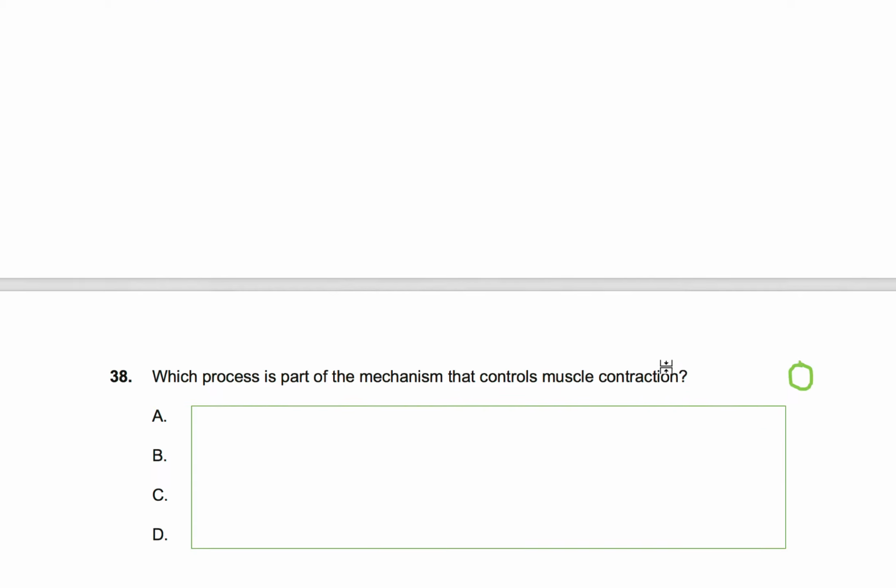Okay, let's move on to the next one. Which process is part of the mechanism that controls muscle contraction? Okay, so this is a tricky question. So first I'll quickly go on to explain something.